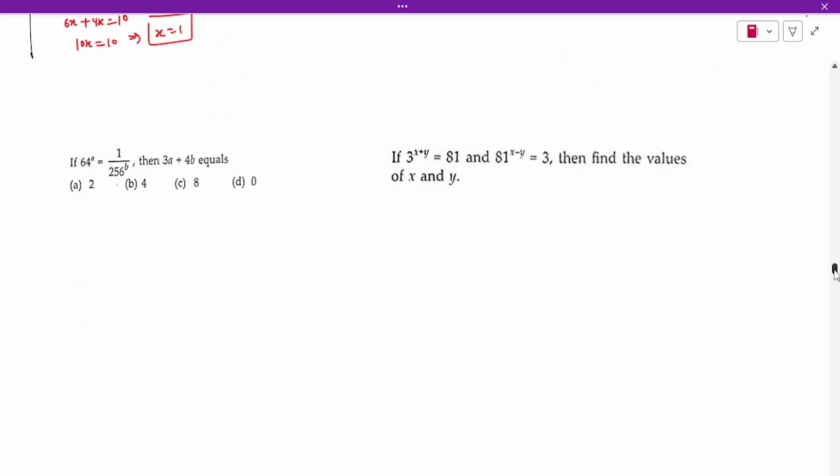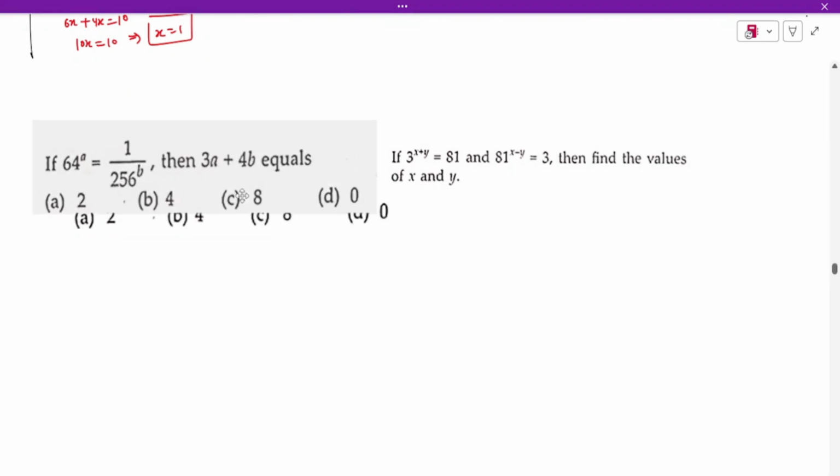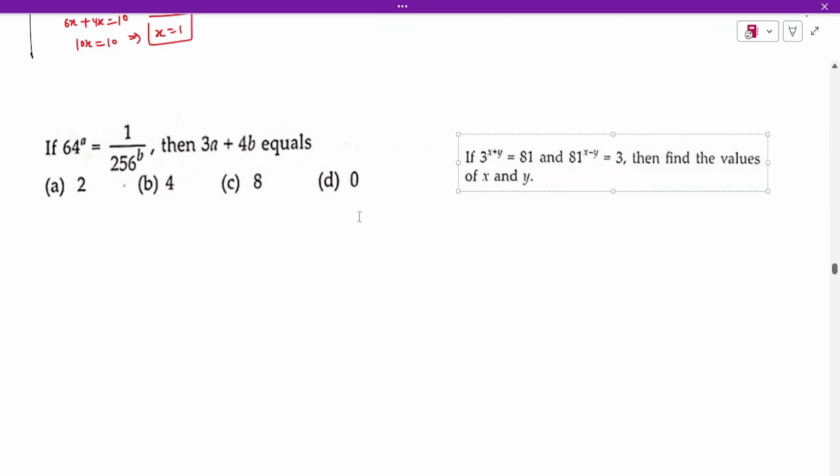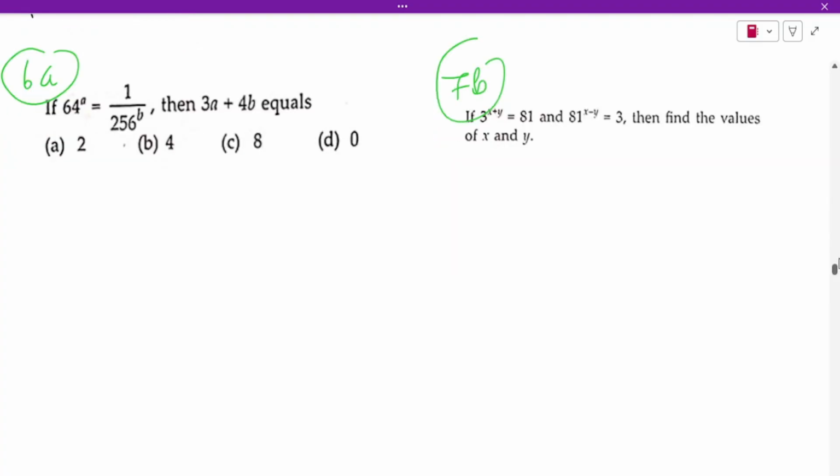Now these two questions are very good questions based on the laws we have discussed just now. We need to find the value of 3a plus 4b when this exponential equation is given, as well as the second question. So first try to solve question 6a and then go for 7b. Okay, so we need to find the value of 3a plus 4b. We are given 64 to the power a is equal to 1 by 256 to the power of b.